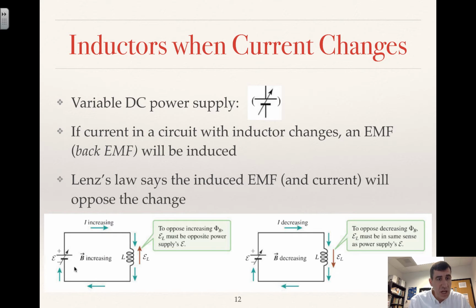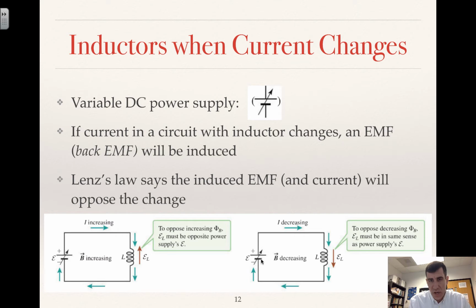So for example, in the little picture on the left here, imagine the current is increasing. Your little variable power supply has a knob and you're increasing the current. Well, if the current is increasing, then the flux is increasing. So the induced EMF has to oppose that. So you're going to get an induced EMF opposite to the applied EMF.